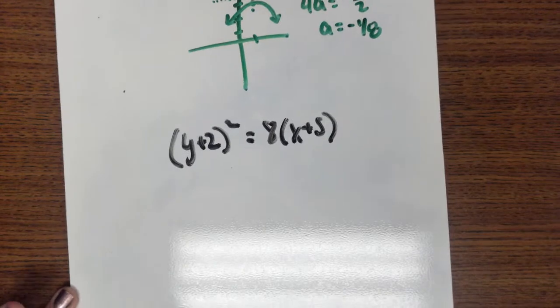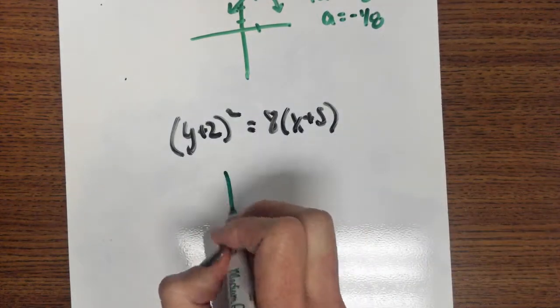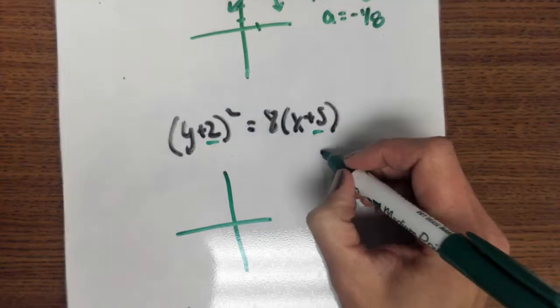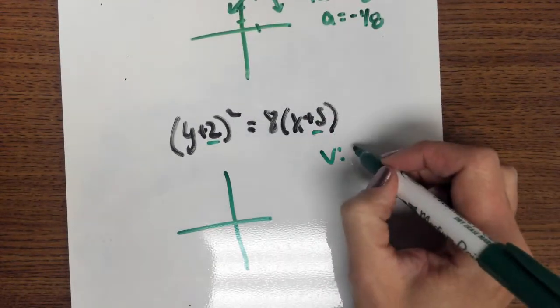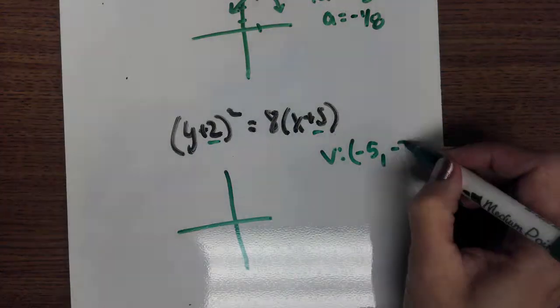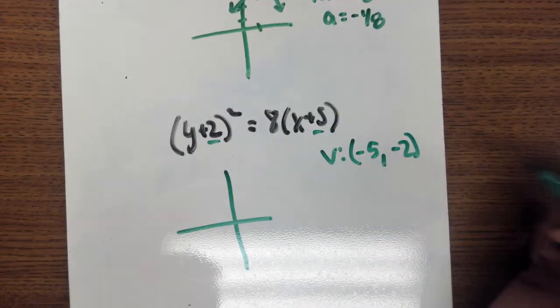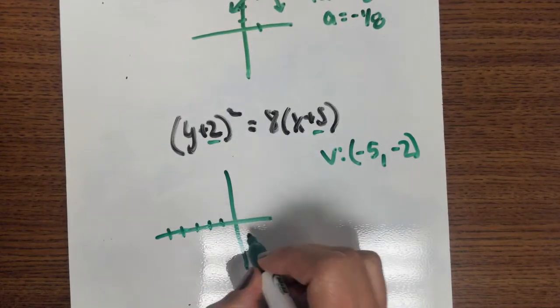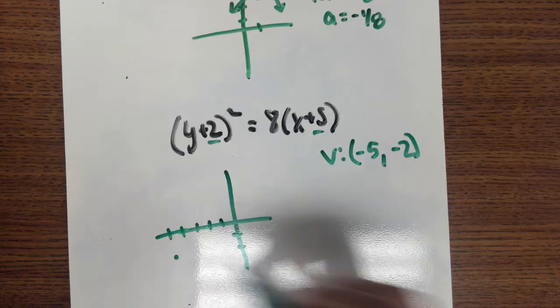Then, same concept, I'm going to start with my vertex, so it comes from the parentheses, but just be careful because the x value is actually second over here, so my vertex is (-5, -2). Be careful you don't say (-2, -5). So I'm going to plot that. (-5, -2). There's my vertex.